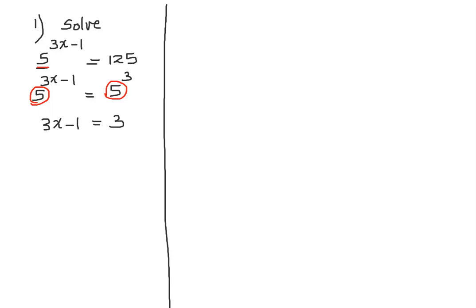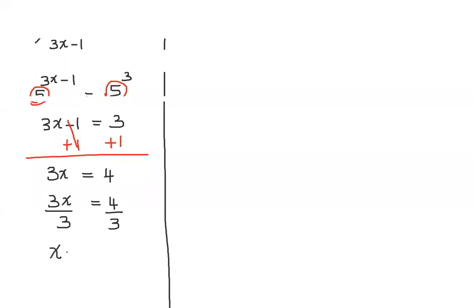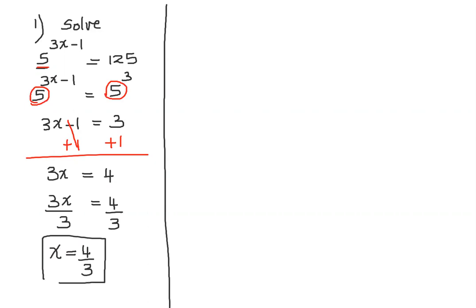So now we are going to solve for x. Add 1 to both sides, so we get 3x equal to 4. Divide by 3, so we get x equals 4/3. So we got the solution.